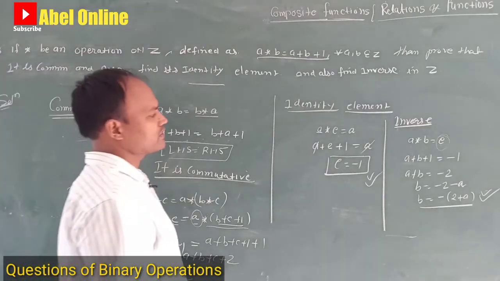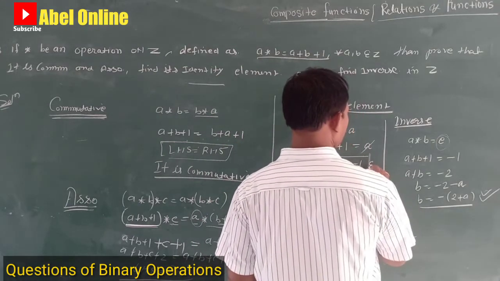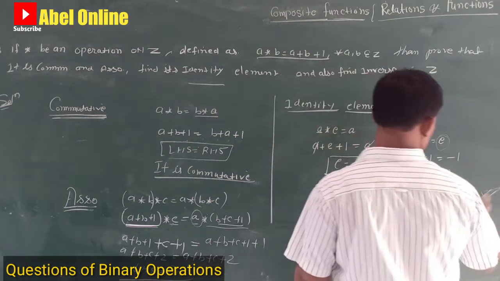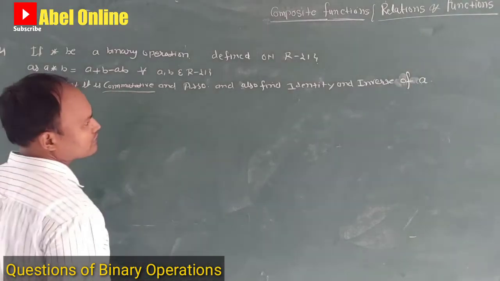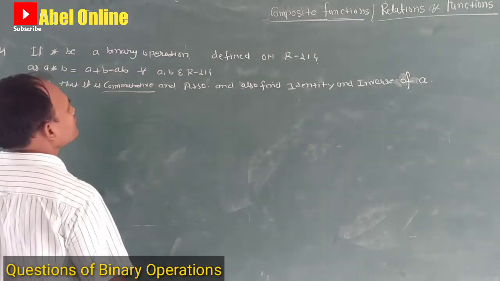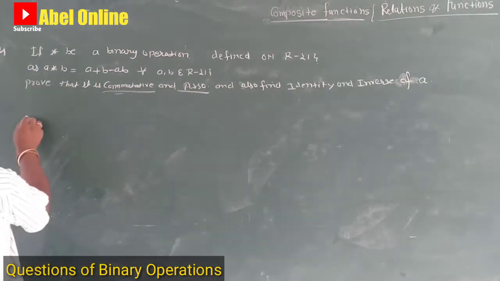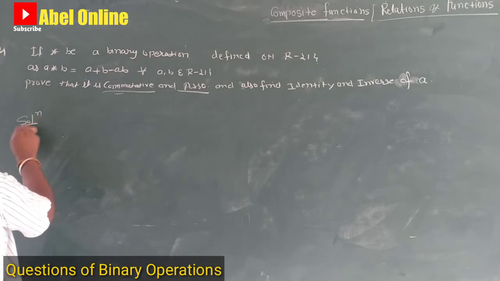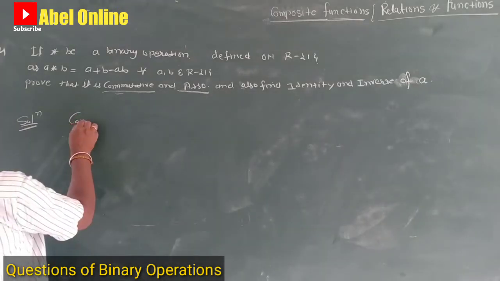Okay, so this question is finished. If you like, you can write here that A belongs to Z and B belongs to Z. We have to prove commutative and associative firstly. So now we are going to solve this question.